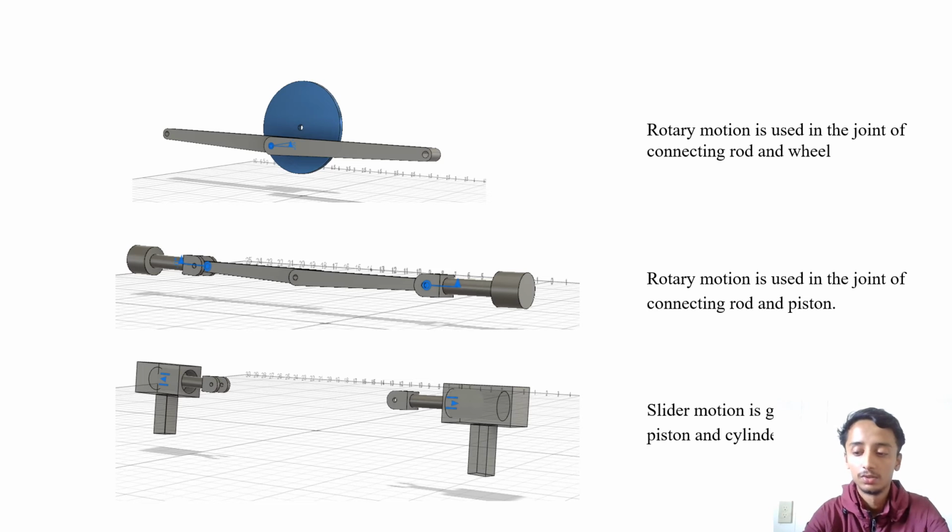After that, the rotary motion in the larger wheel is passed to the connecting rods by a rotary joint. The connecting rods are then joined to the piston and a rotary joint is again used. Finally, the piston is connected to the cylinder where the transfer motion is required, so a slider motion is given. Also, the cylinder is grounded to avoid the movement of the cylinder in the transverse directions.